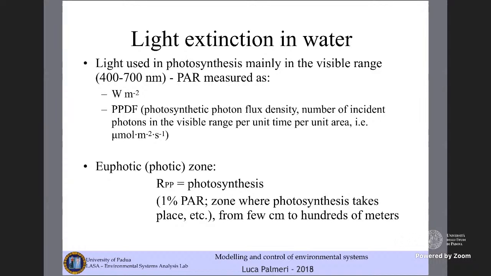You may recall the Einstein, the unit of measure for light. The Einstein is 1 mole of photons of a particular wavelength. So in particular, photosynthetic photon flux density is the number of incident photons in the visible range, so these photons that are able to produce photosynthetic activity.